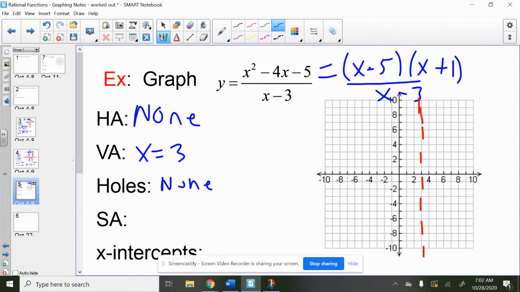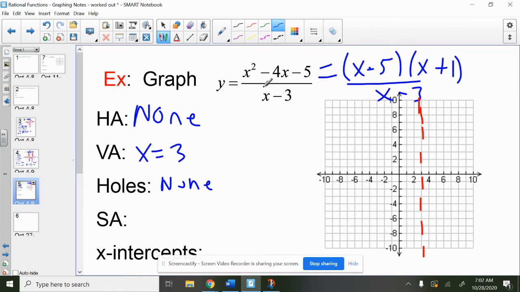And slant asymptote, that only occurs when the degree of the top is exactly 1 bigger than the bottom. Well, I have that. The degree of the top is 2, the degree of the bottom is 1, and that's the exact situation where there's a slant asymptote. A slant asymptote is also known as an oblique asymptote. What that means is I have to be able to divide this and see what I get. So I'm going to have to do this.